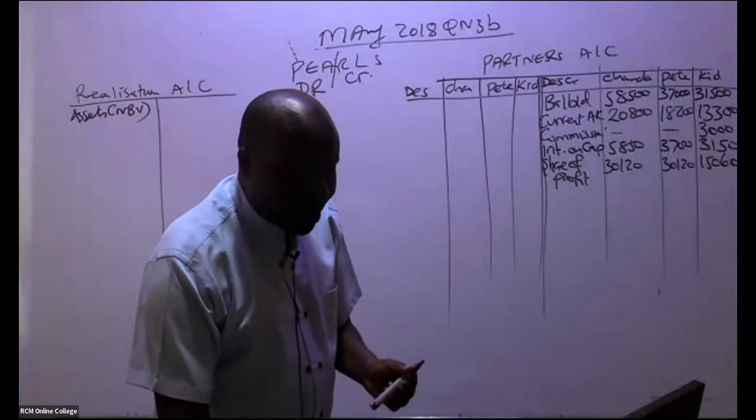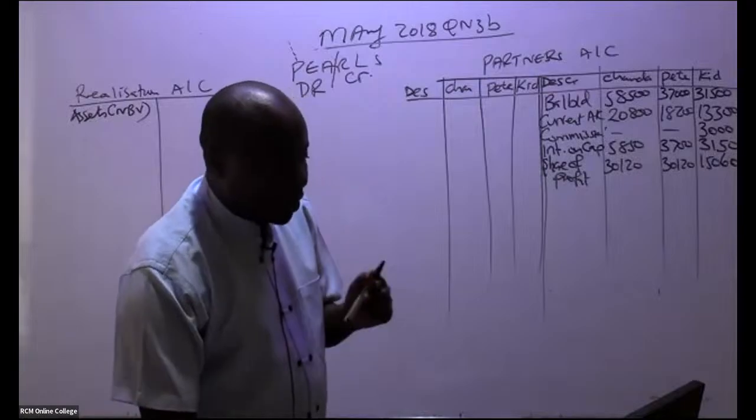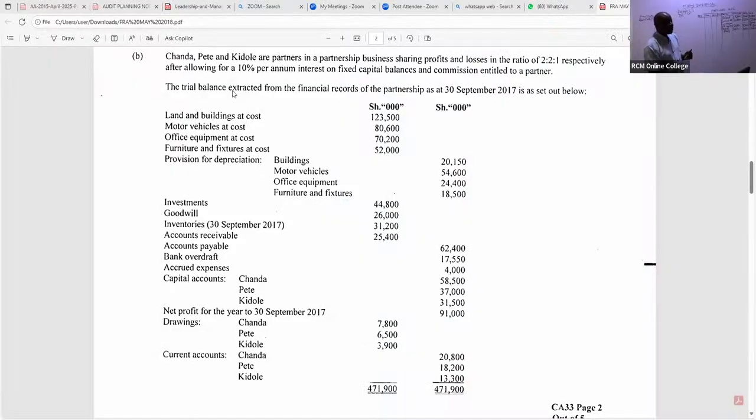So then you go straight away to the trial balance. So trial balance, what have they told us here? In the trial balance, we can see the trial balance extracted from the financial records of the partnership as at 30th September 2017 is set out below. So you can see we have here land and the buildings. We have motor vehicles at cost. We have office equipment at cost. We have furniture and fixtures. And then you can see we have provisions. So ask yourself, amongst these assets, which assets were taken up by the limited company?